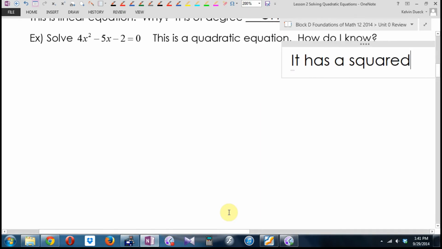So we're going to pull out the quadratic formula. Who remembers the quadratic formula? I'll give you a hint. X equals negative b plus or minus the square root of b squared minus 4ac all over 2a. Can anybody say it faster than that? I'm not going to try.